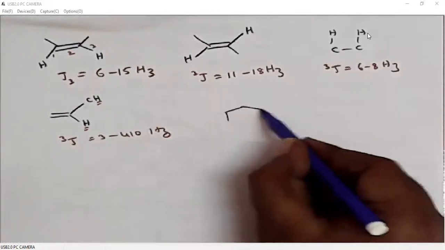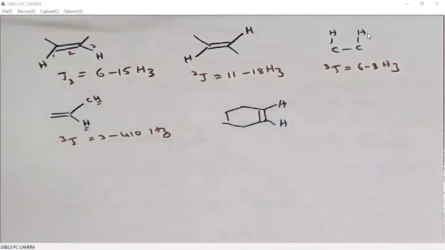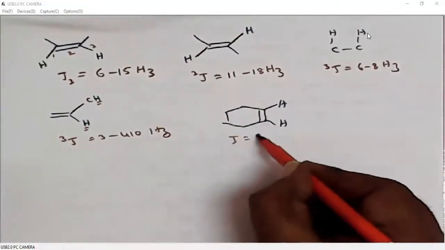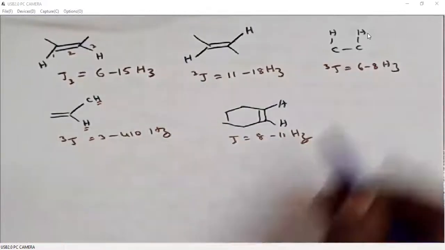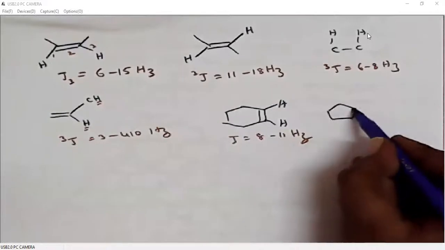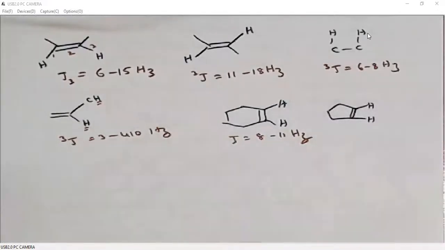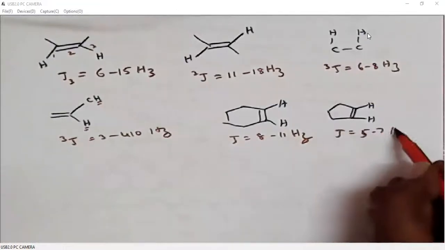And similarly, in cyclic systems, the coupling constant between these two protons is 8 to 11 hertz. The same coupling constant in a 5-membered ring between these two protons is 5 to 7 hertz.